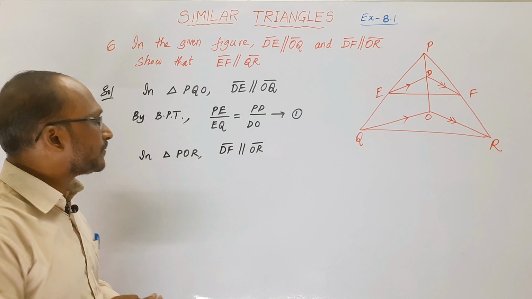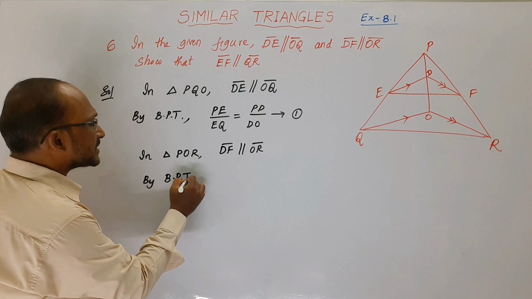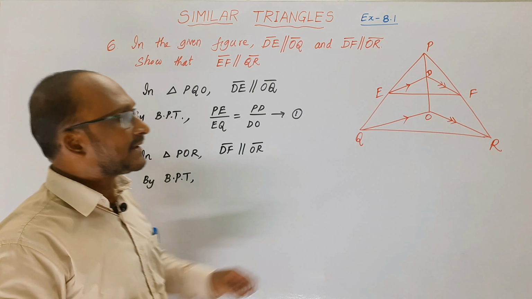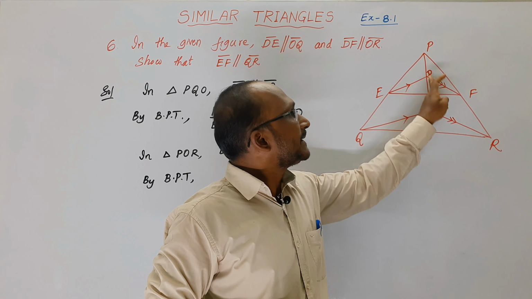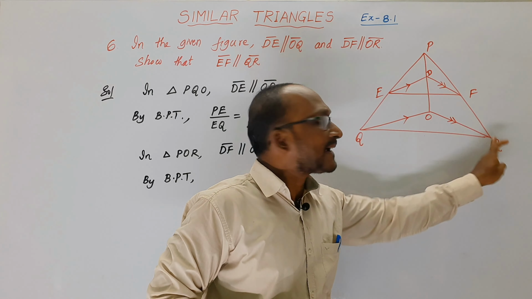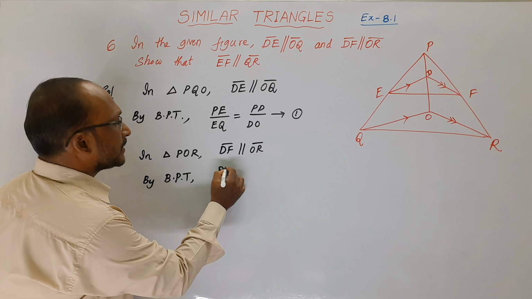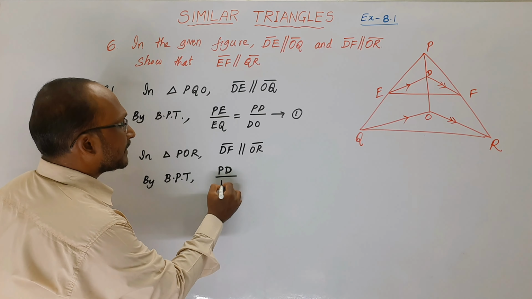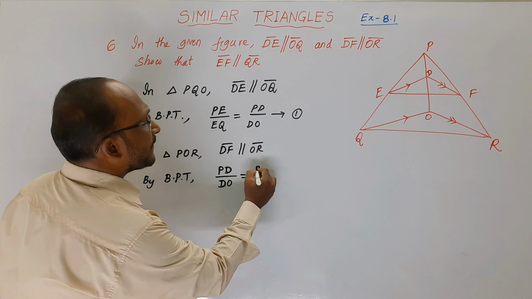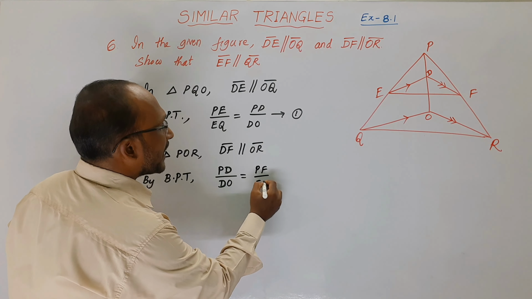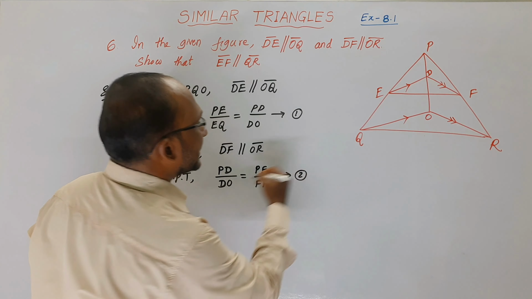Here also we have got the same. So, by B.P.T, basic proportionality theorem, here also we can say that as DF is parallel to QR, this DF must divide these two sides in the same ratio. That is, PD by DQ is equal to PF by FR. Take it as second result.